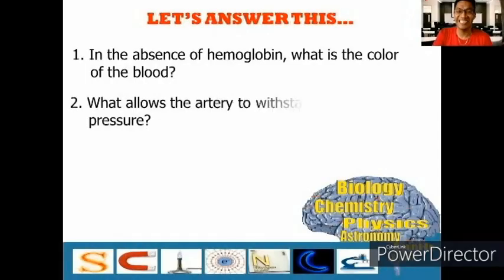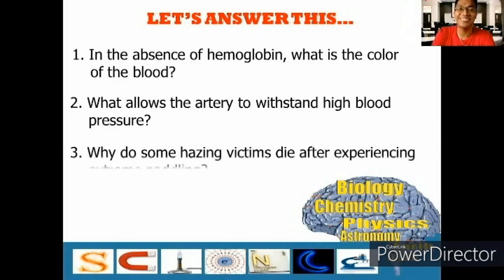Wow! Second question is, what allows the artery to withstand high blood pressure? Tatandaan natin na from the heart, it needs to pump so hard so that it can reach all the body parts, all the cells in our body. And so the pressure in there is quite high. Our artery are thick-walled and elastic. Kaya naman, they can withstand high blood pressure.